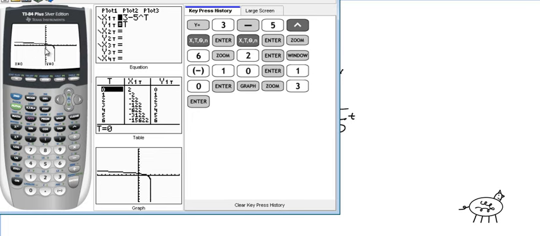Look at that. It's going down like that. So there must be an asymptote over there. Okay, so that's just kind of interesting. That's kind of what our graph looks like.